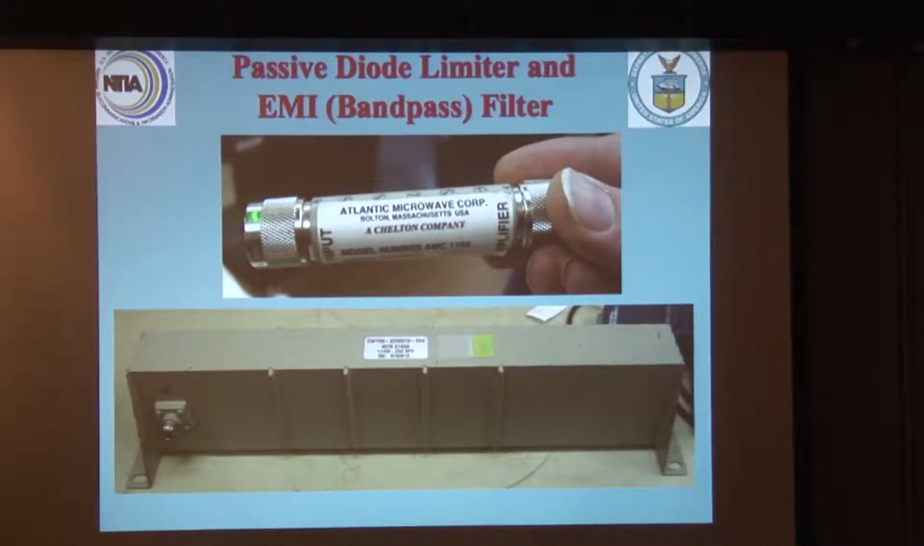So here's the passive diode limiter. Here's what it actually looks like. Here's the bandpass filter removed from the radar's front end. We looked at these two devices and how they function independently, and they function just the way that the manual says they should. You put them together, they have a funny behavior when you put this onto the input of that.